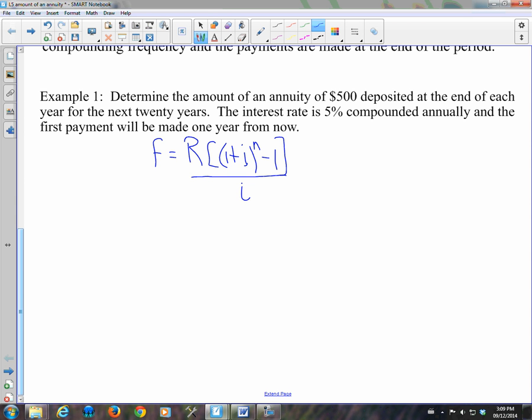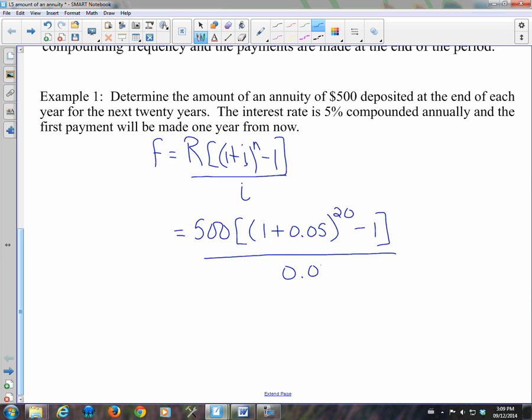So if I want to determine the amount of annuity when you deposit $500 at the end of each year for the next 20 years, and the interest rate is 5% compounded annually, the first payment will be made 1 year from now. So I want the value when my R is $500. I've got 1 plus my interest rate. It's compounded annually, so it's just 0.05. And for the next 20 years, N is 20. Take away 1. Our interest rate, 0.05.